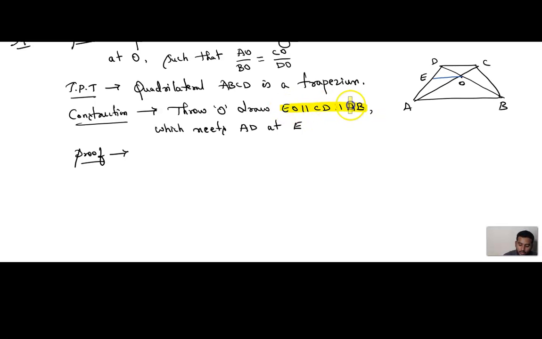EO is parallel to CD as well as it is parallel to AB. Shall we take EO or OE? Shall we take AB first? Shall we join this?